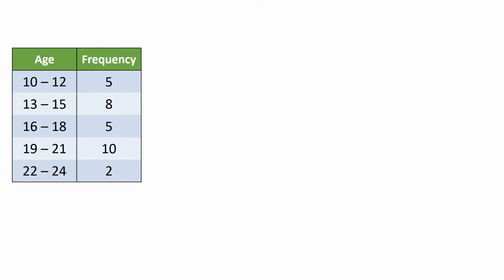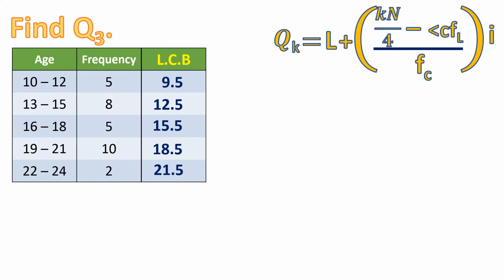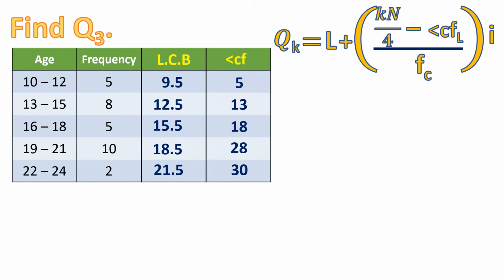So let's have the same example to find the third quartile. Same formula that we are going to use for the Q sub k, where k now is 3. So we need the same columns, the lower class boundary. Of course it's the same given, so it's going to be the same lower class boundary as well as the less than cumulative frequency. And then we are going to find the quartile class, which has this formula kn over 4 for quartile. And n is, of course, the total frequency, 30.